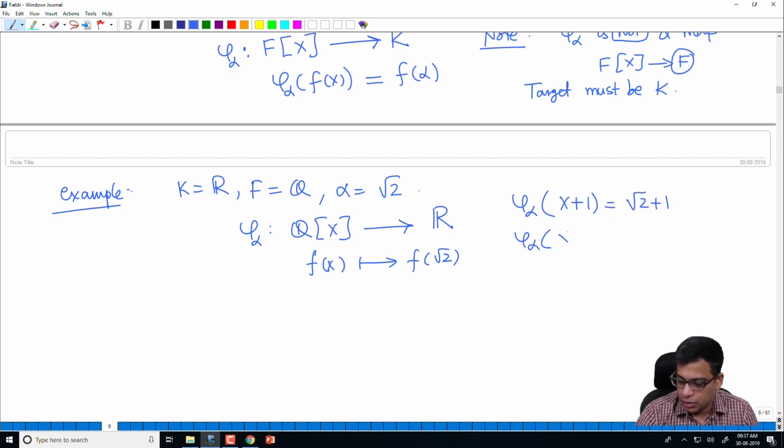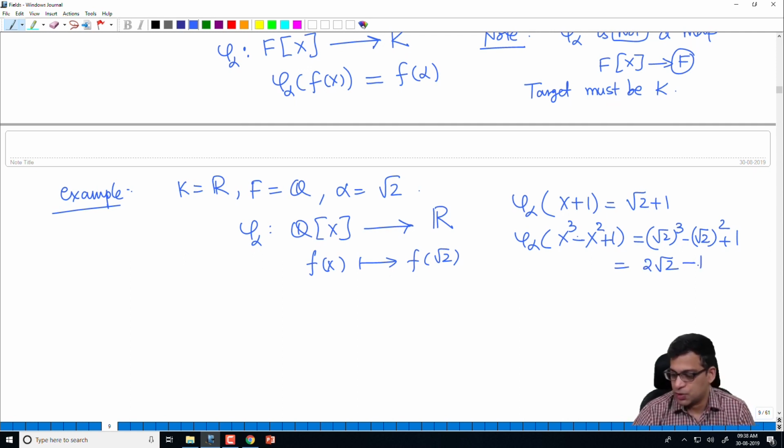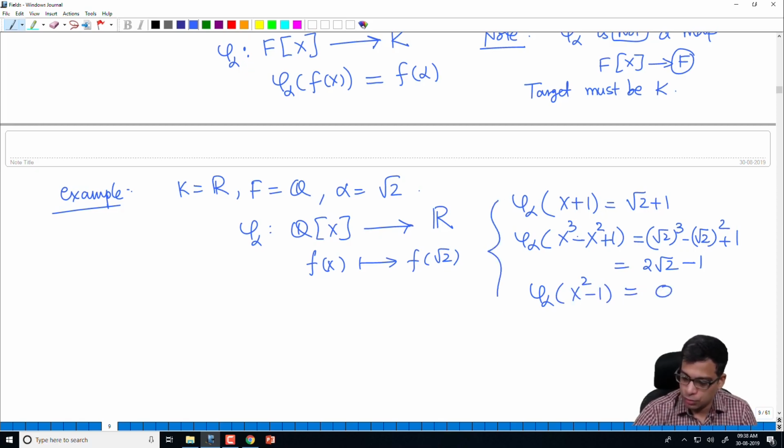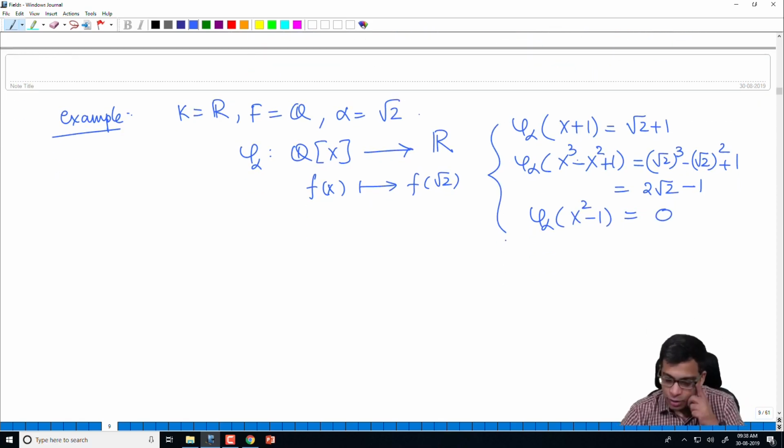For example, phi alpha of x plus 1 will go to root 2 plus 1. Phi alpha of x cubed minus x squared plus 1 will go to root 2 cubed minus root 2 squared plus 1, which is 2 root 2 minus 2 plus 1, so that's 2 root 2 minus 1. And where will x squared minus 2 go? It will go to 0. These are just some examples. I take a polynomial with rational coefficients and replace x by root 2, so I get an arbitrary real number.